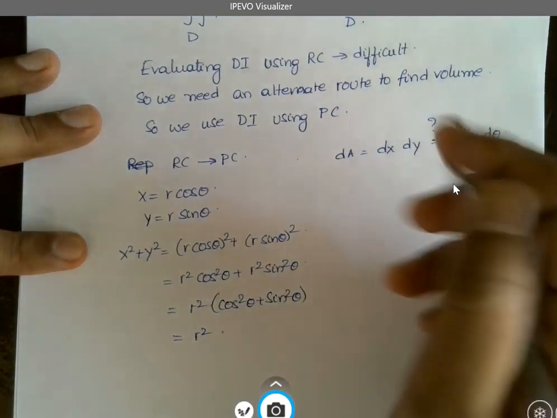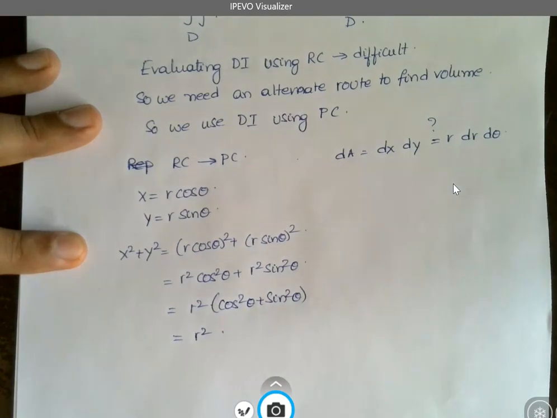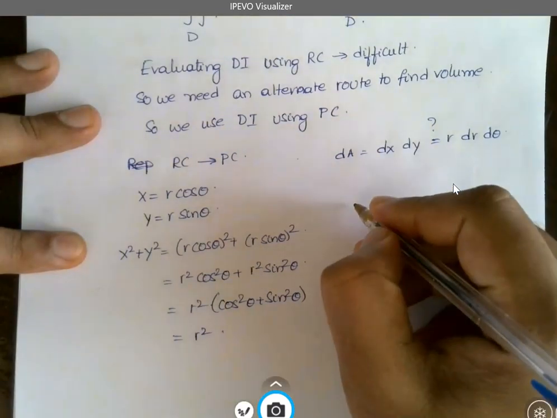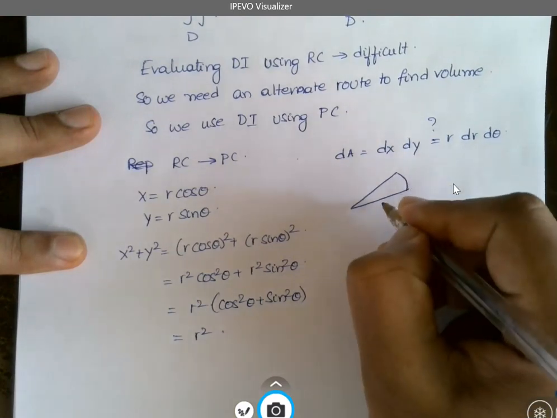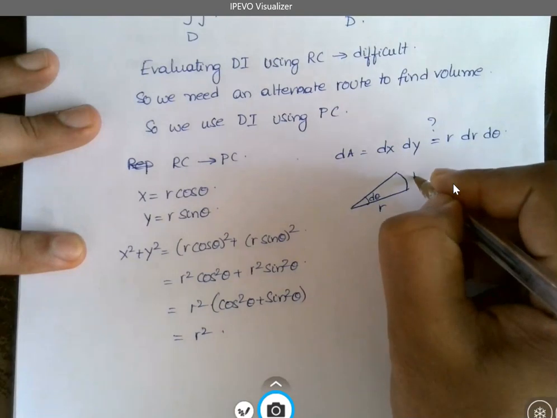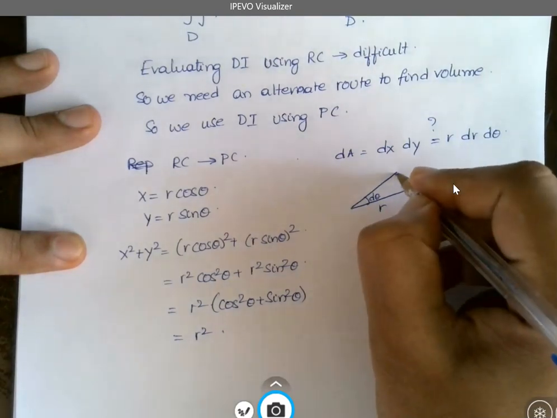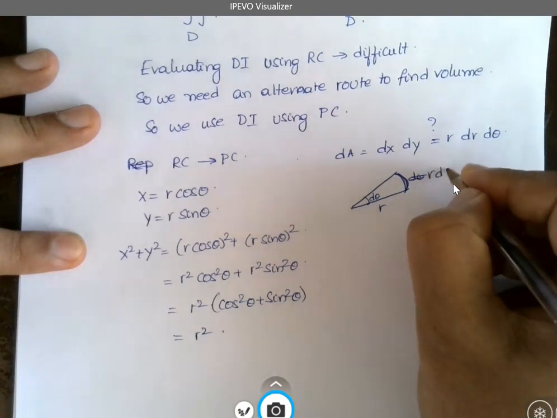The other route is that we are going to study change of coordinates and the Jacobian in some section of chapter 15, and because of that you will be able to see it. The other is a geometric interpretation. If you have a sector like this with radius r and angle d theta, this arc length is r d theta.